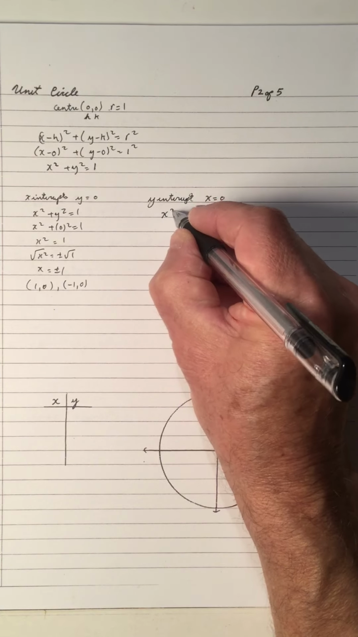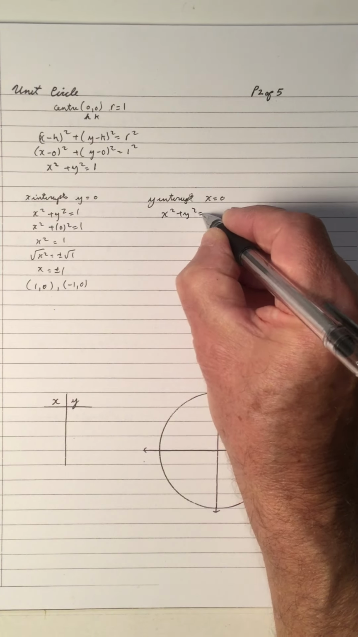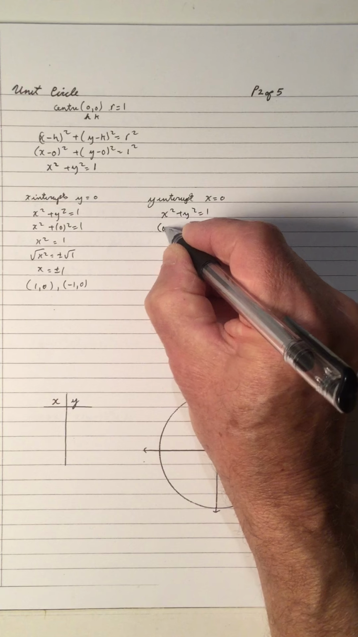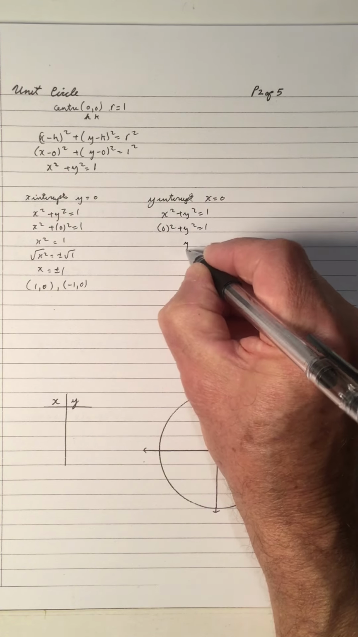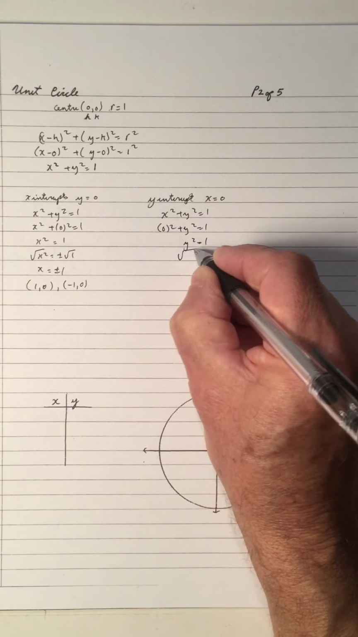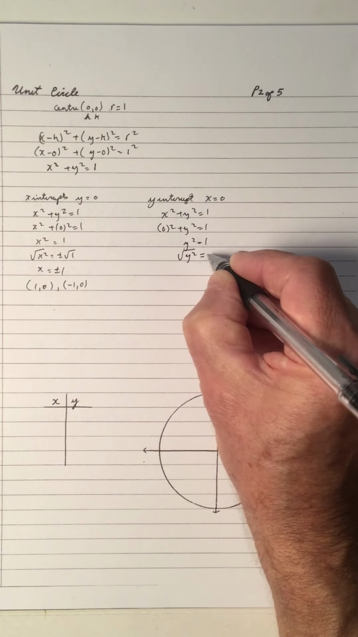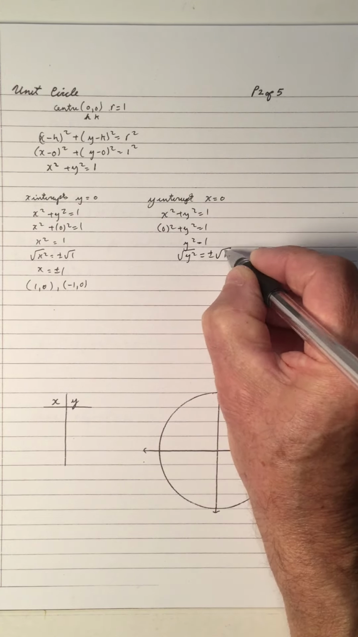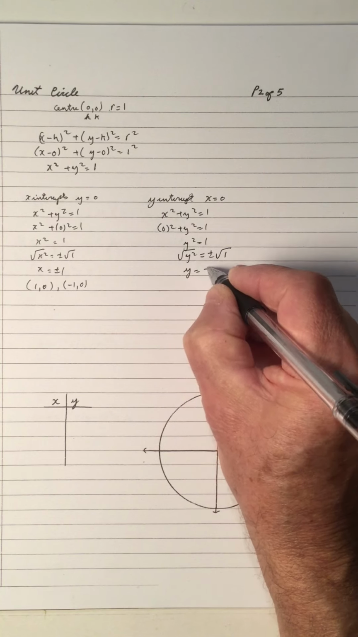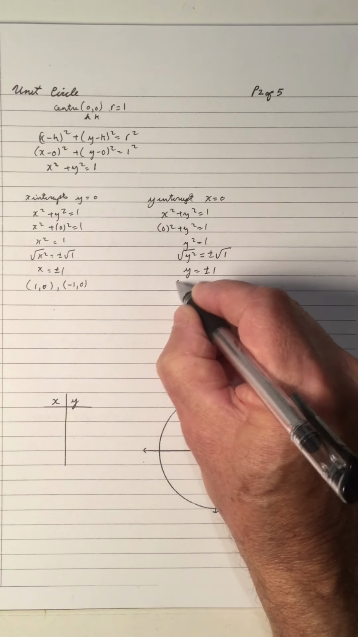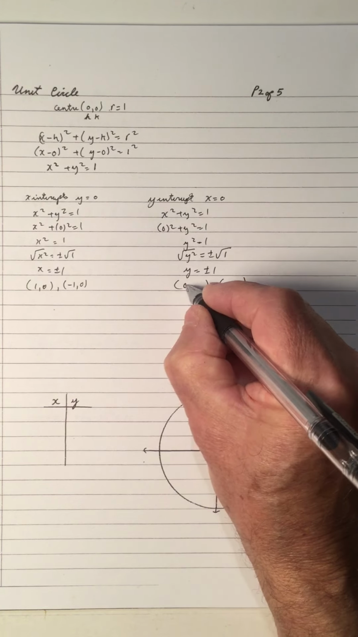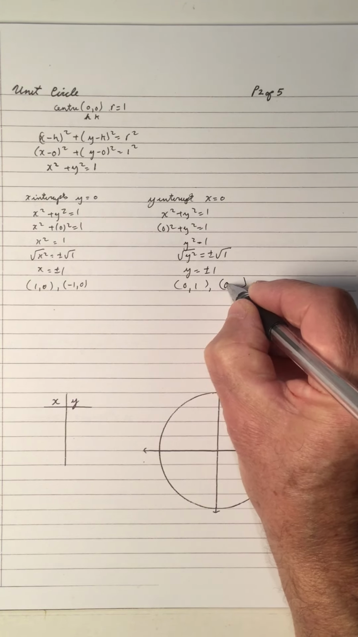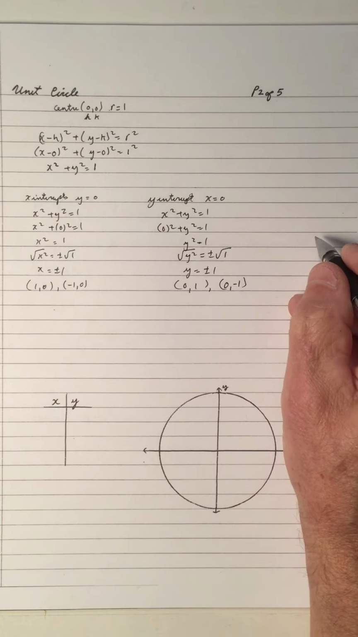So the equation x squared plus y squared equals 1. X equals 0, sub it in. And we got y squared equals 1. Square root of y squared is plus minus the square root of 1. So y equals plus minus 1. So we have two ordered pairs: x equals 0, y is 1, and x is 0, y is negative 1.